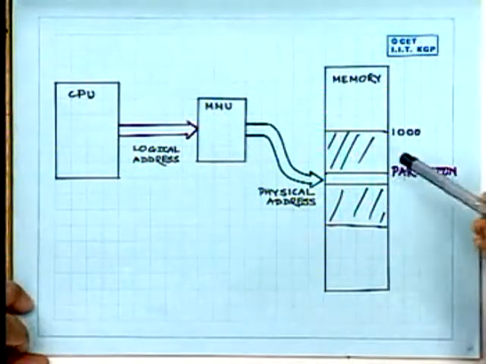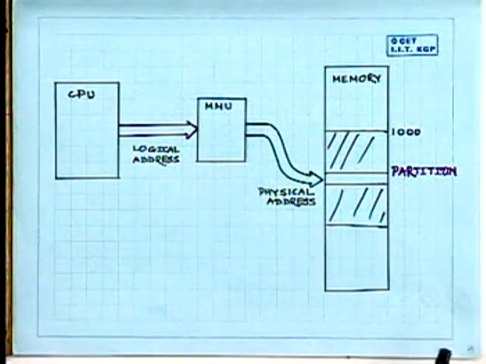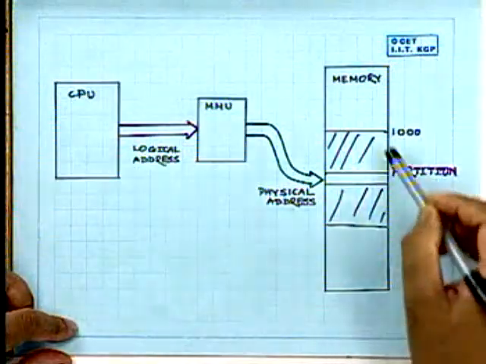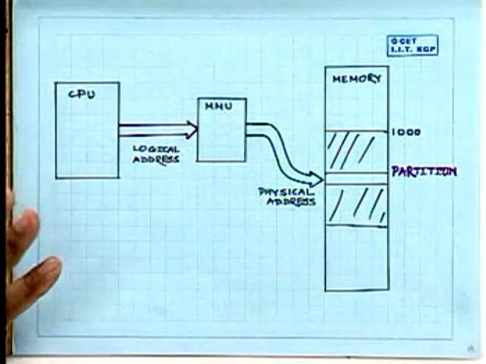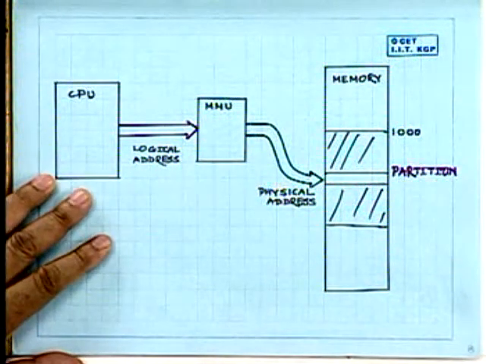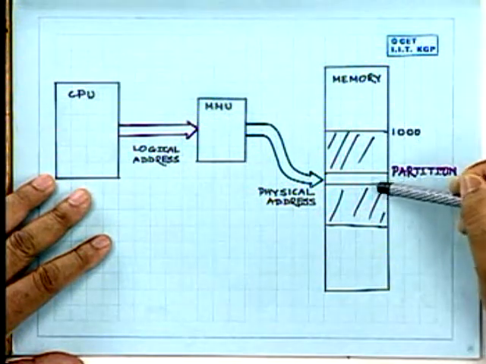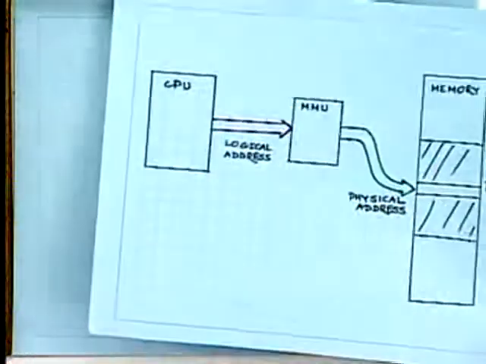Now, one problem with the partitioned memory management scheme is that you will have to allocate contiguous memory locations. This partition has to be in a contiguous memory location, and due to this, an important problem arises, that is fragmentation. Now, we shall today discuss a scheme where this contiguity of allocation need not be there. This scheme is called the paging scheme, and let's see what a paging scheme is.